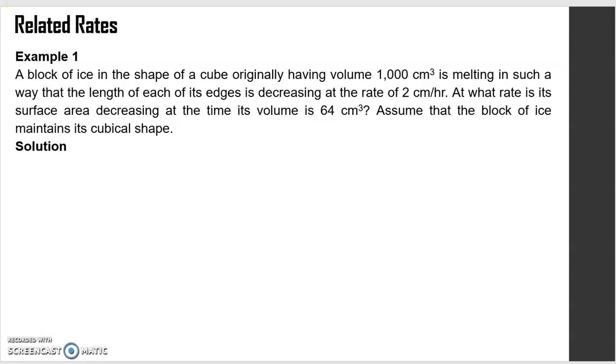In example 1, you can see a block of ice in the shape of a cube. Let me highlight: the shape is a cube, originally having a volume of 100 cm cubed. Another keyword here is melting. It's melting in such a way that the length of each of its edges is decreasing at the rate of 2 cm per hour.